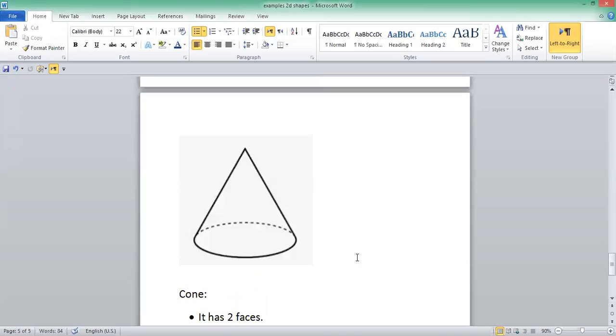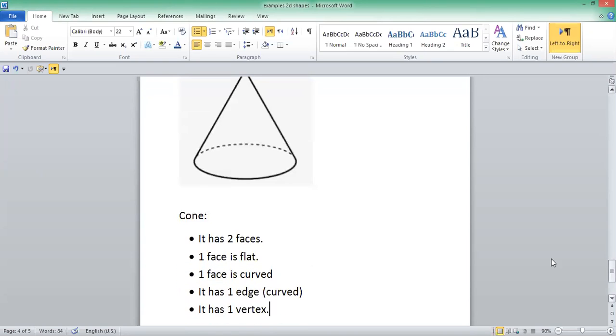Sorry, edge here. I discussed the edge with you. Edge is the line through which one face meets another face. So look here, this is a flat face, and this is the curved face. So this face is meeting this face through that line. Okay, so this is the edge. This whole line is the edge. This is the surface, the upper part, and this one is the curved face. So edge is basically a line.